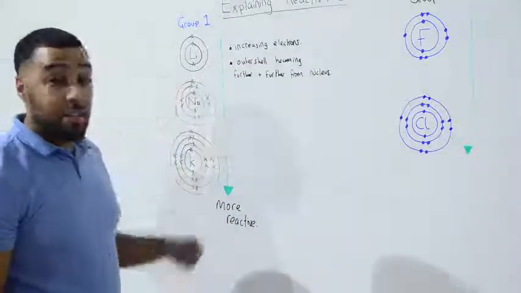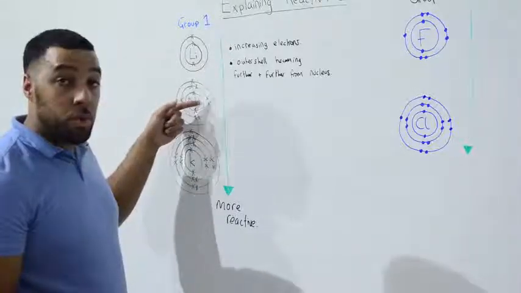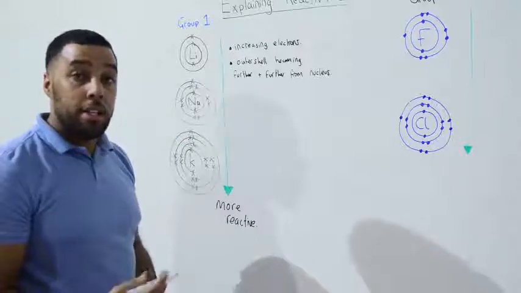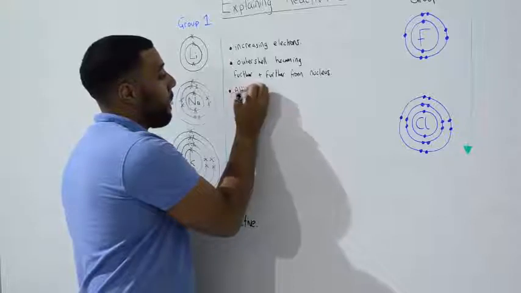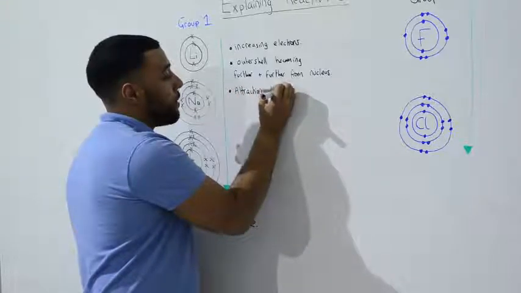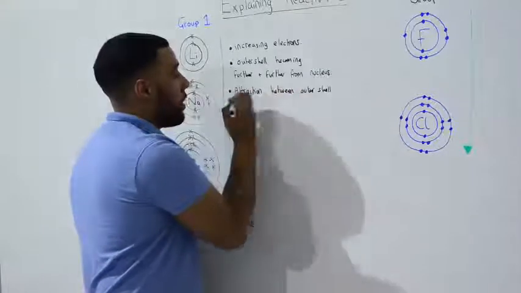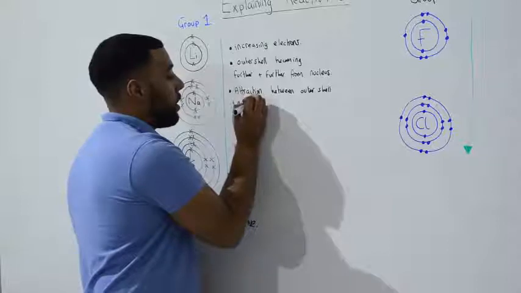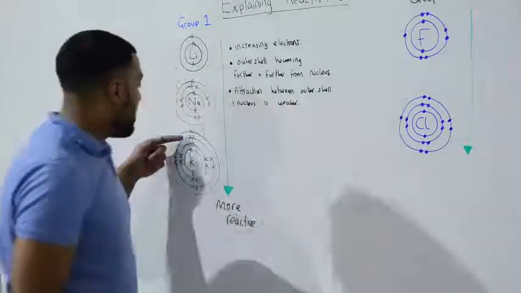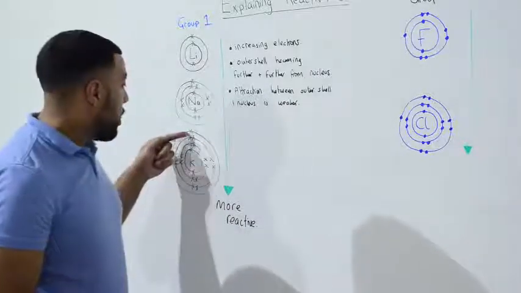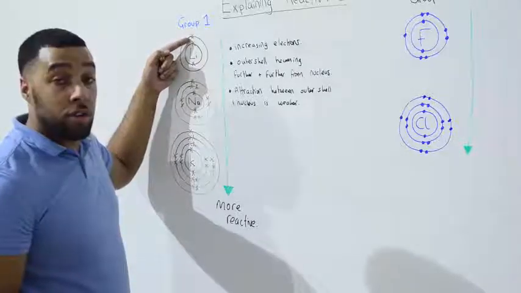As the outer shell electron is becoming further and further from the nucleus, the attraction between the nucleus and the outer shell has weakened. This means that the outer shell electron of potassium is more easily lost than the outer shell electron of lithium.